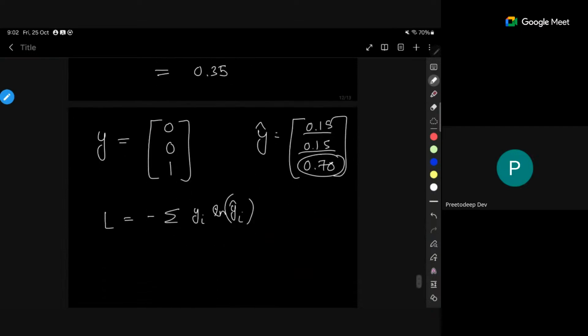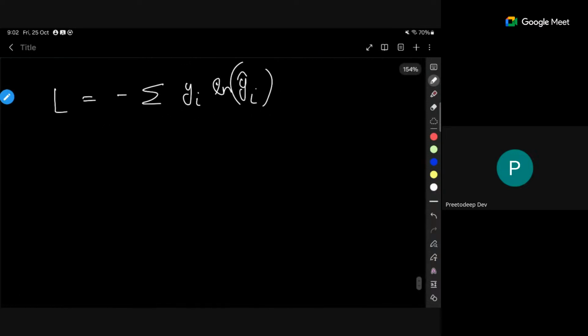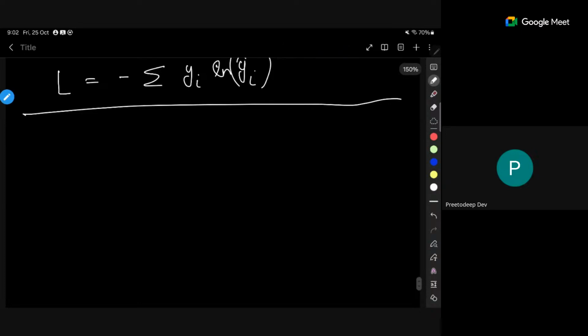Is it fine? So this is what I'll get. Now I figured out the loss. Now enter one backward pass. I'll do one backward pass and then I'll leave it. So let's do it.